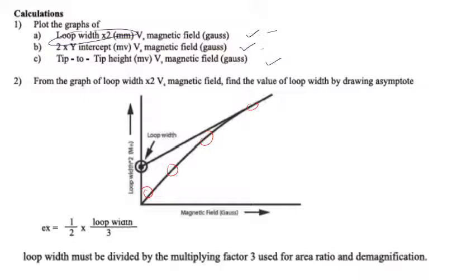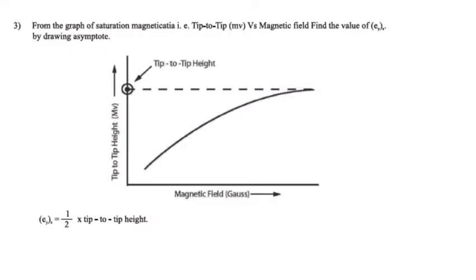So it will be 1 by 2 into loop width divided by 3. So loop width must be divided by the multiplying factor 3 used for the area ratio and demagnetization, which we have used earlier. Then similarly we have to find the values for the tip to tip. So we have to pass a smooth curve from these points, and whatever value it intersects on the y-axis, that value we have to take, and this value is used for finding the saturation magnetization.